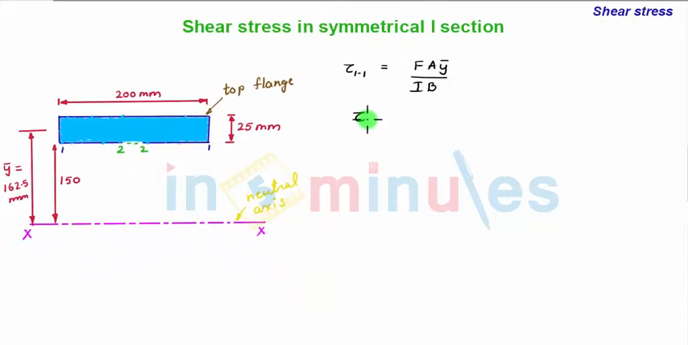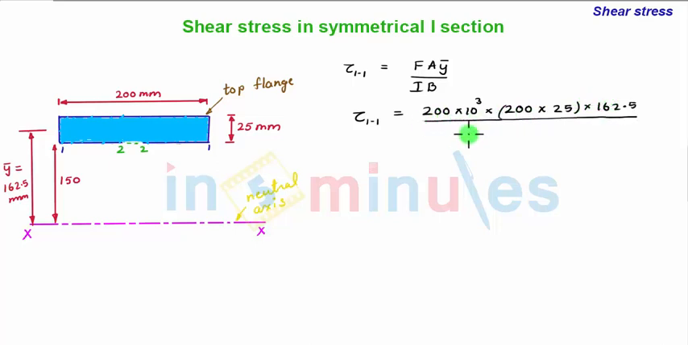So the shear stress at layer 1-1 will be given as, upon substituting the values, the value of shear force is 200 kilonewton, so 200 into 10 to the power 3, multiplied by area into y bar. The area of this shaded part is 200 multiplied by 25 and y bar is given as 162.5 mm, the whole divided by I, which is 292.7 into 10 to the power 6, multiplied by the width of the section. Now we see for layer 1-1 the width is 200 mm. So upon solving we get the value of tau 11 as 2.77 Newton per mm square.